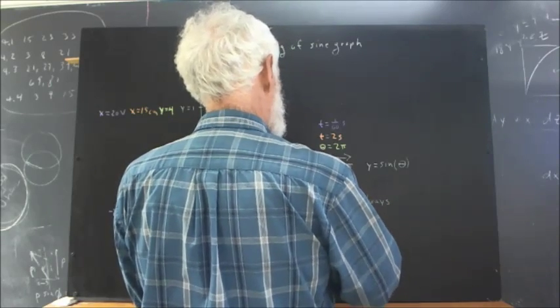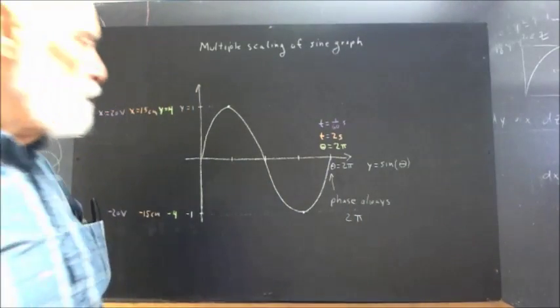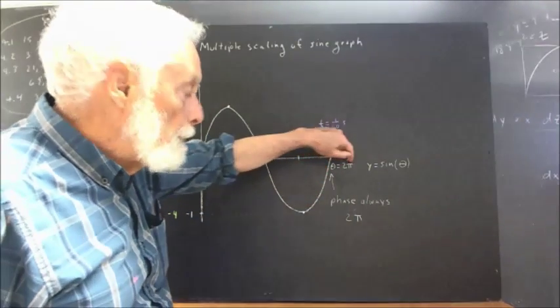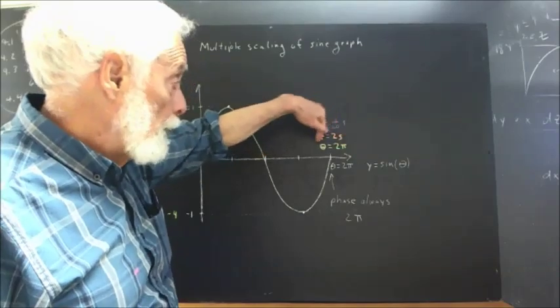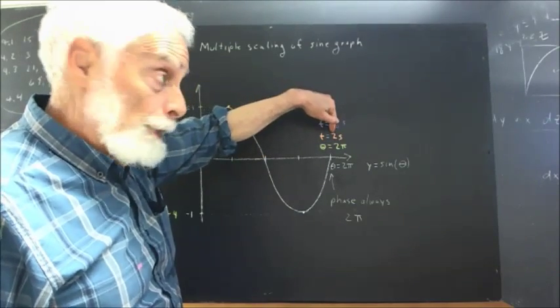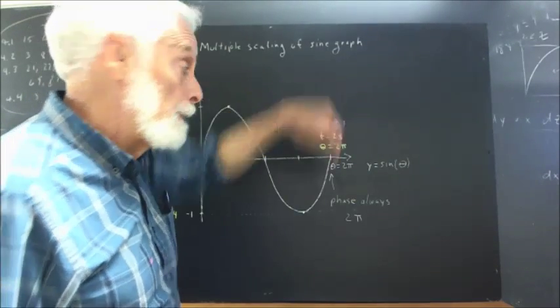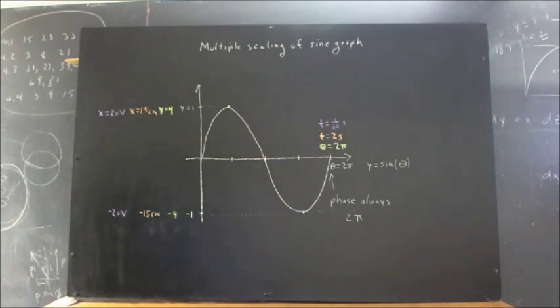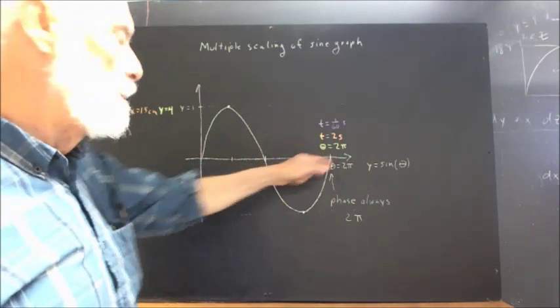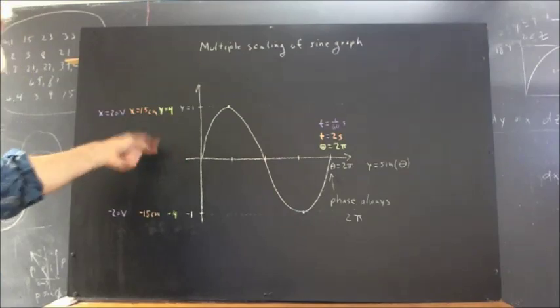So the phase is always 2 pi at this point. And theta then matches the phase. And it does here as well, but theta is something different here and something even different here. So the phase is always 2 pi at this point. And of course at the origin the phase is 0.